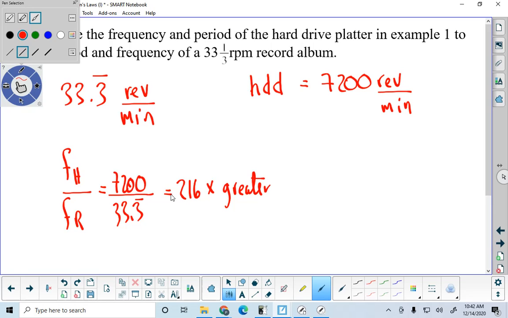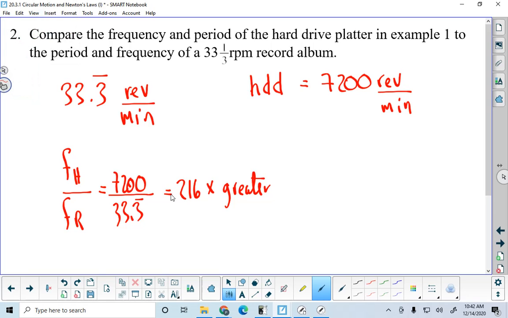You were also asked to compare the period. Well, the period of the hard drive will be smaller than the period of the record by the same factor, which means that since the frequency of the record is so slow, the time it takes is so large. We could actually calculate both of them, but I think it's just reasonable to say that. Any questions with number 2?